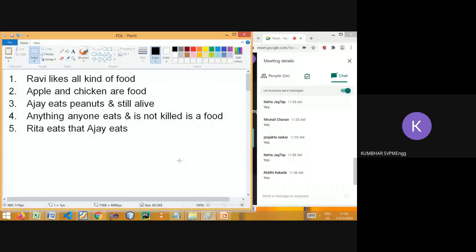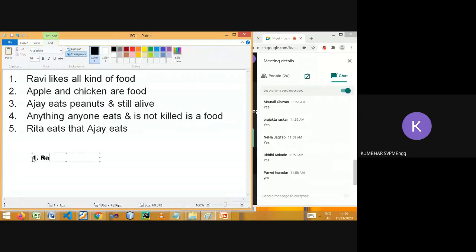Okay. So let's start with the first statement. Ravi likes all kind of food. I'm going to write that statement again. I will help with the first one or two statements. Ravi likes all kind of food. What is the predicate here that we want to check?